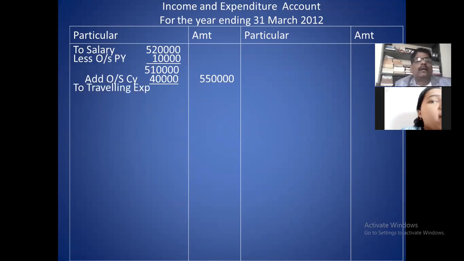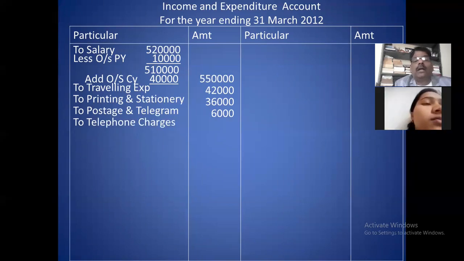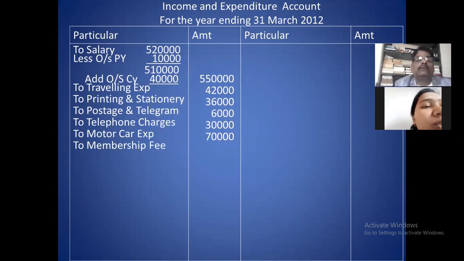Okay. Next you take traveling expense. Traveling expense is direct. Next, printing and stationery, direct. Postage, direct. Telephone expense, direct, no adjustment. Motor car expense, directly you take. Membership fee, directly you take. Subscription to journal, directly you take.